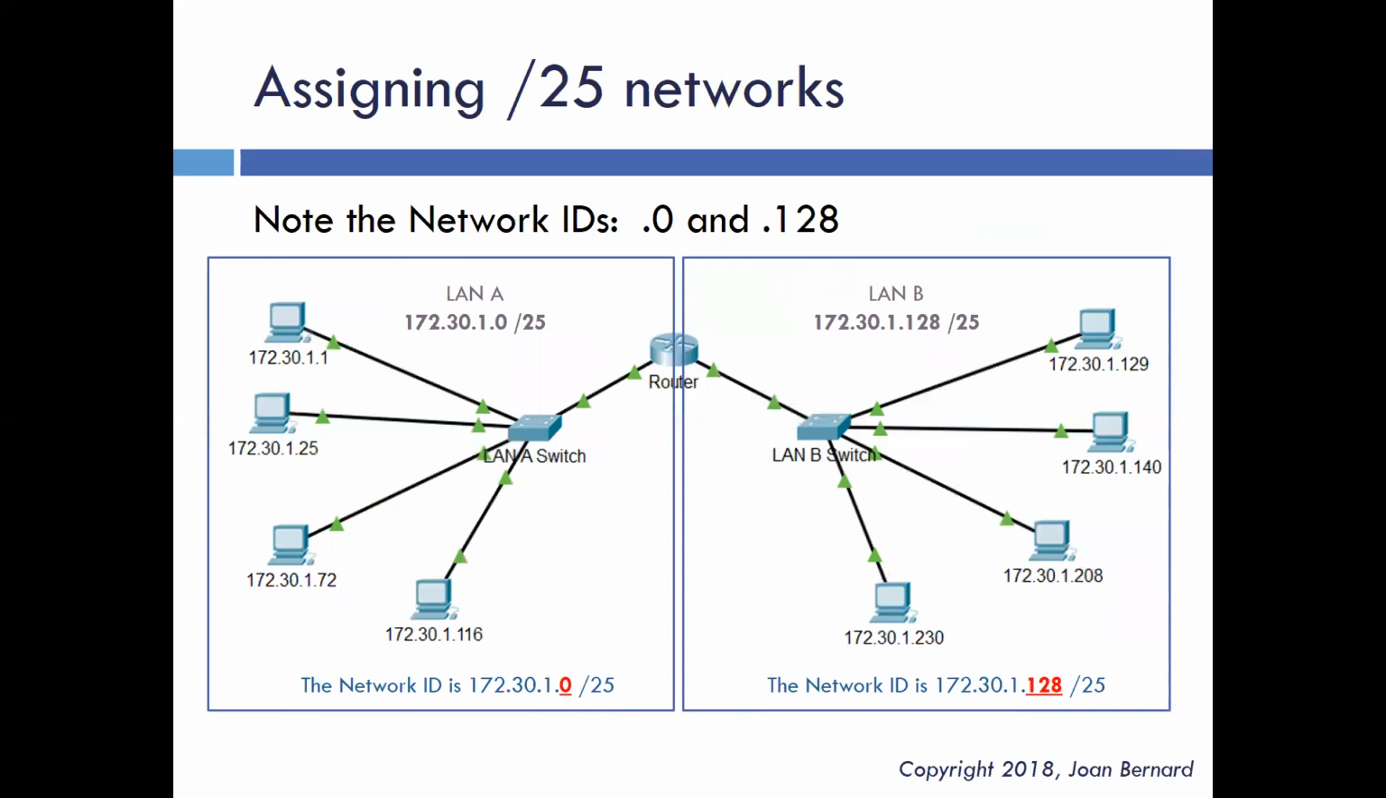In this network diagram, we can see that we have two networks divided by a router. Each network has been assigned a /25 network. LAN A has the network ID of 172.30.1.0/25. LAN B has the network ID of 172.30.1.128.